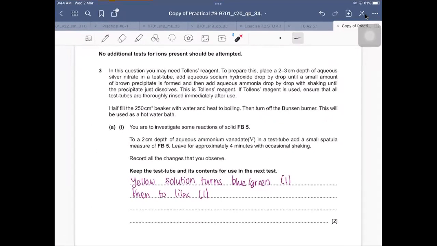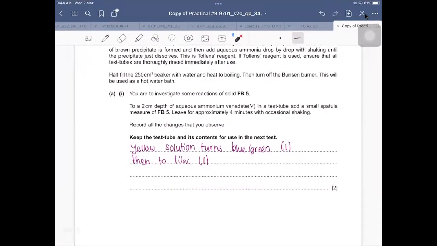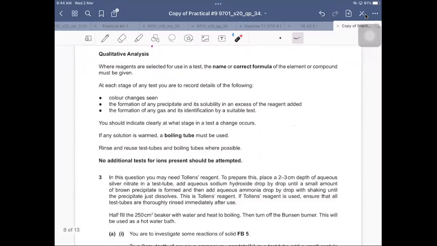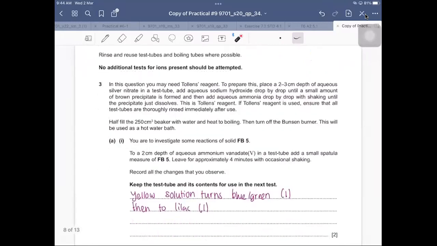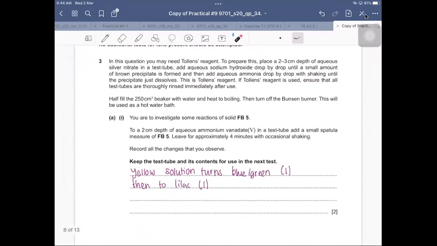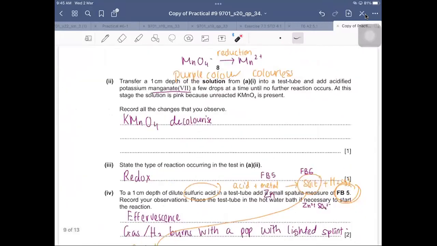Okay, so for 3.A1, this is ammonium vanadate. Basically, they just want you to write down the observation. They don't need you to deduce, or I don't think they want you to deduce. So they just want you to record all the observations. You don't have to identify what this reaction is doing. So you should have seen the yellow solution turn blue or green and then purple.